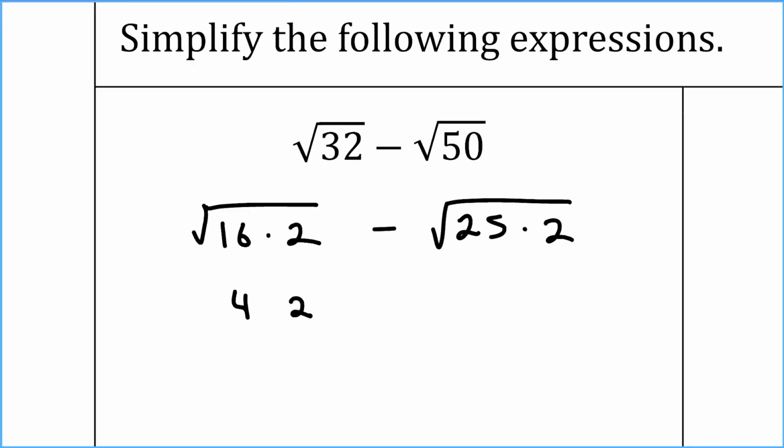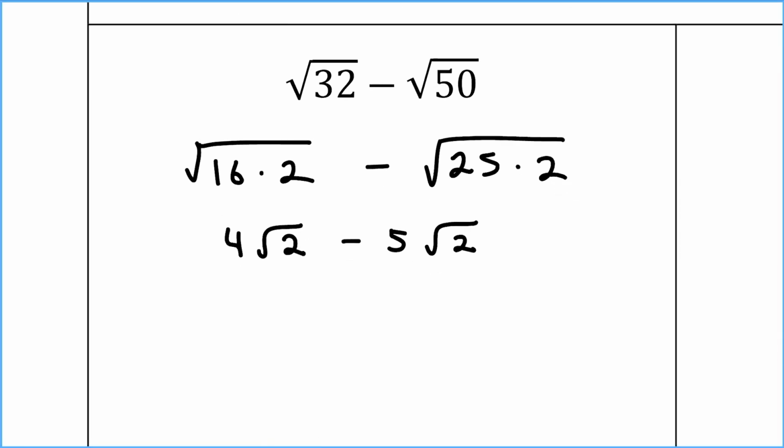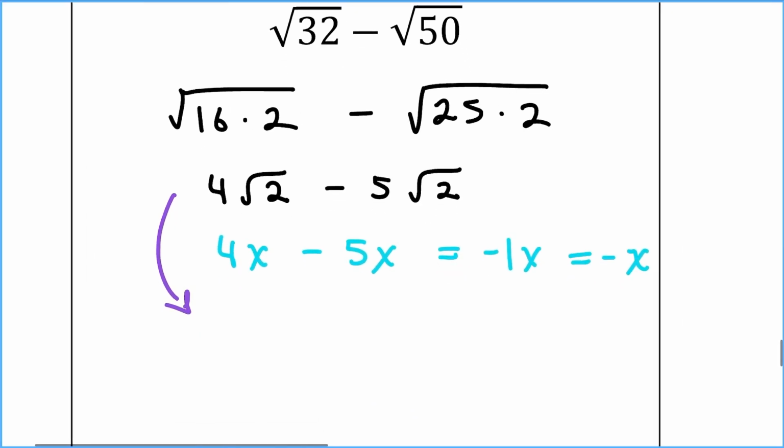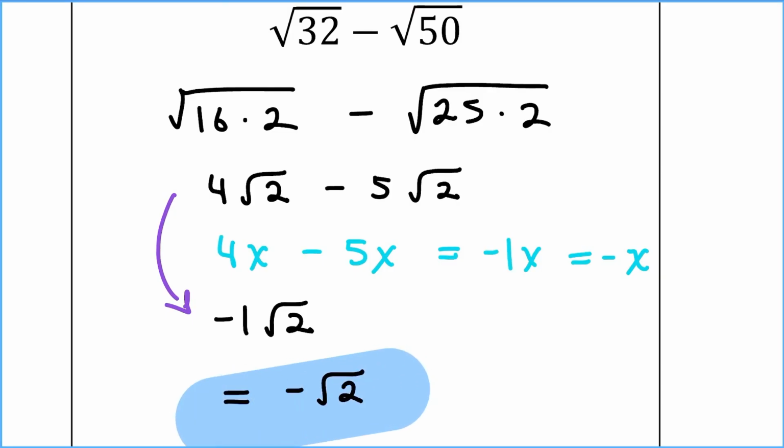Simplify, this becomes 4 root 2 minus 5 root 2. All right, why? The square root of 16 is 4. The square root of 25 is 5. And the 2's stay underneath the square root. Now, this is like combining like terms. What if I asked you what 4x minus 5x was? That would be 4 minus 5, that would be negative 1x, or just negative x. This problem is like that, but instead of an x, you have a root 2. So 4 root 2 minus 5 root 2 is negative 1 root 2, or you could just say negative root 2. That is the answer.